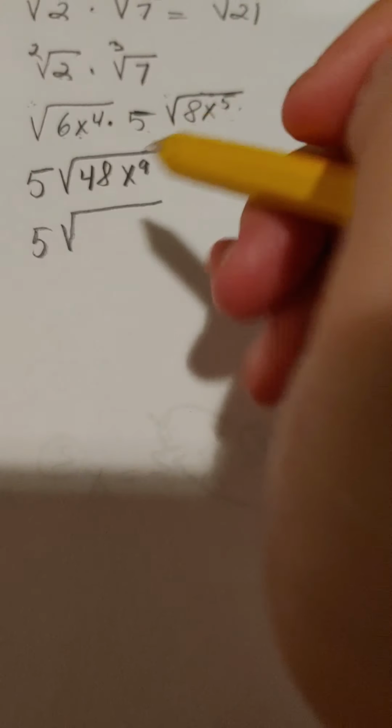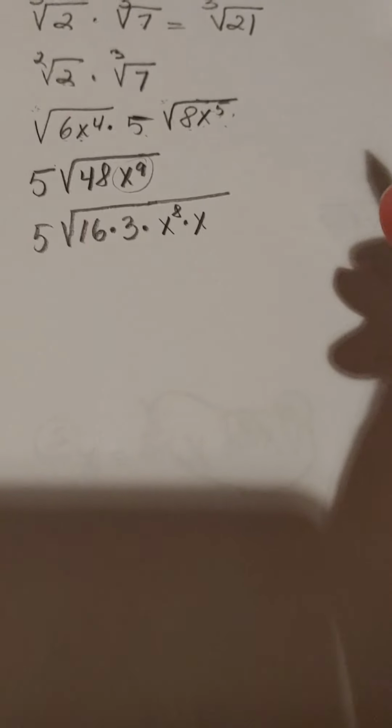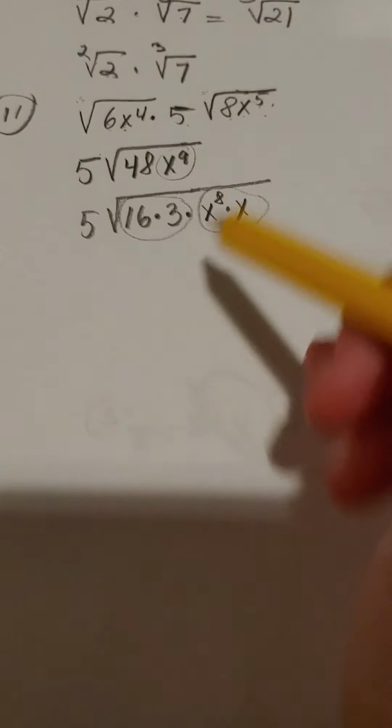Because once we multiply exponents, we add their powers. Now, we're going to factor 48 into 16 and 3. And then what we're going to do, we're going to take a square root of x to the 9th power. So we are going to factor x to the 9th power like this: x to the 8th times x. So we didn't really change anything. It's still x to the 9th, and this is still 48.